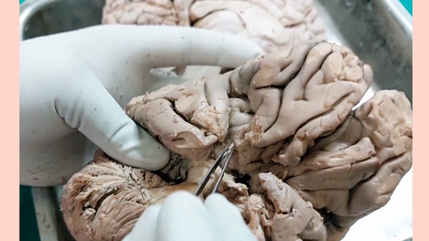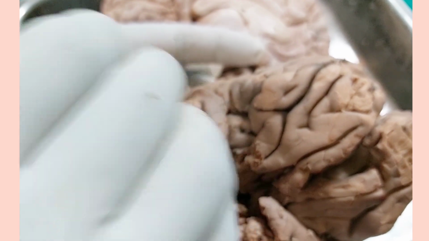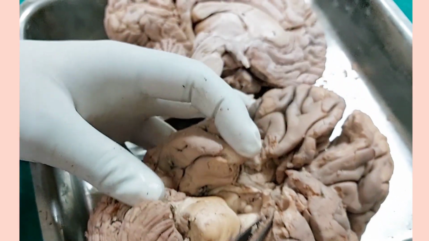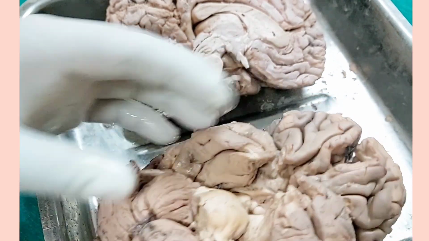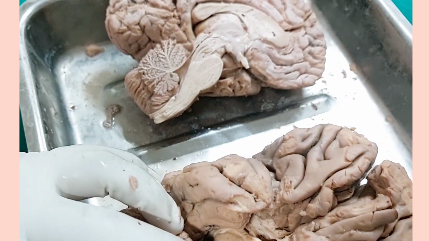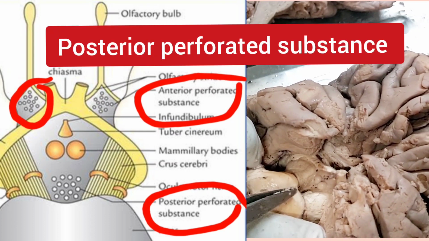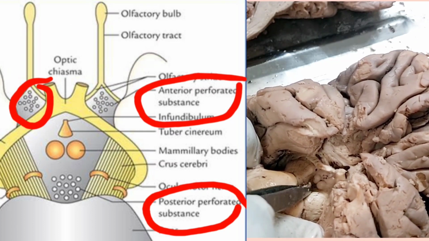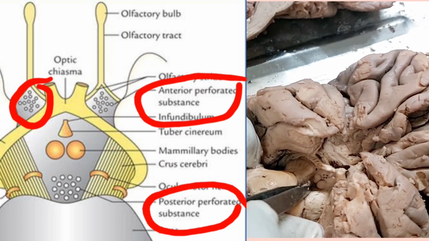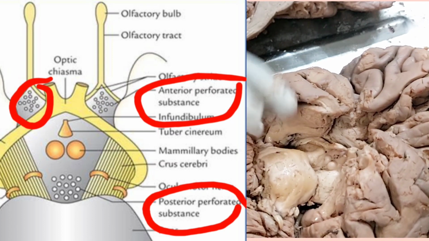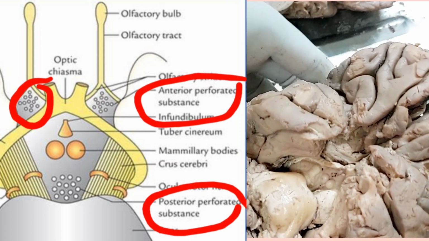But remember that the middle cerebral artery, which passes along the lateral sulcus, does not participate in the formation of the circle of Willis. And the main branches: here is the posterior perforated substance, in this area. So here you will get the branches from the circle of Willis called the posteromedial branches. They perforate the substance and supply the inner side of the brain.